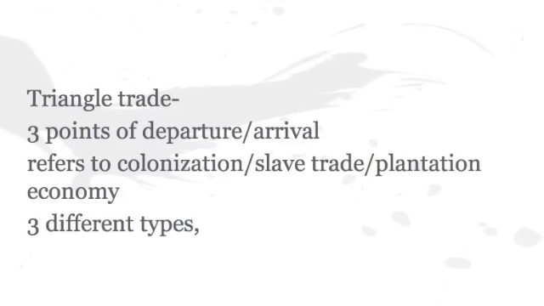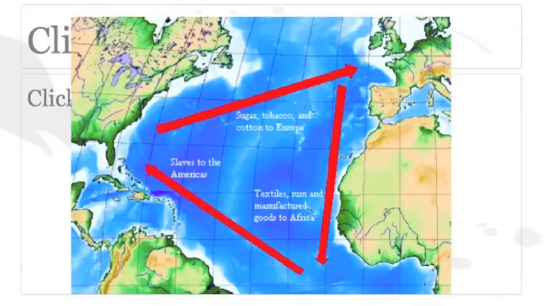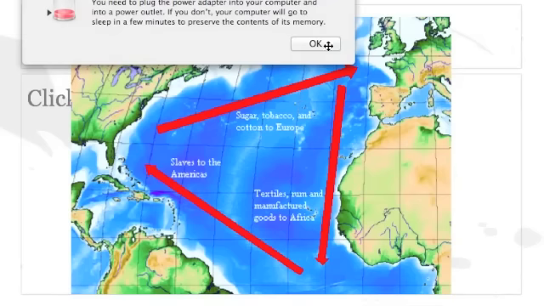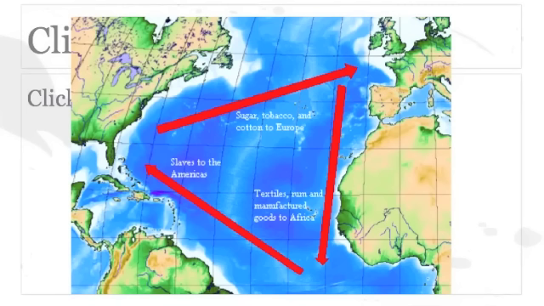So to make it simple here, the triangle trade means that there's 3 points of departure and arrival. And specifically, the triangle trade refers to this era of colonization, of the slave trade, and plantation labor. So there's a few different versions of the slave trade. This is the one we focus the most on in our unit, the one from Europe to Africa and the Americas. You'll learn about a different type in US 1, where it refers more directly to the northern colonies. But this one refers more to the Americas, as in the Caribbean or South America, such as Brazil.